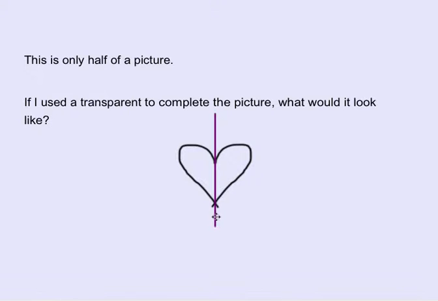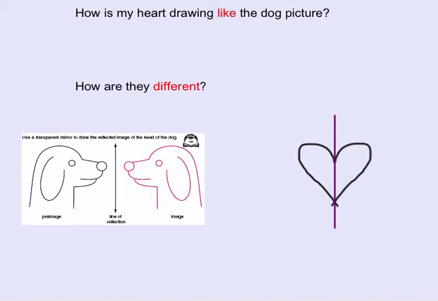So that line where you put the transparent mirror, notice that it's right on the edge of our pre-image. If this is our pre-image and that's where we lined it up, this is what we would see on the other side. Symmetric shape, even though it's flipped, all right? So I want to talk about how my heart picture on the right here is similar and different from my dog picture, which we did in class the other day on the left.